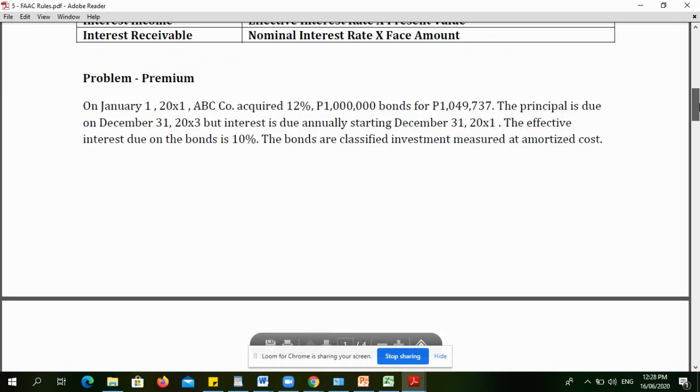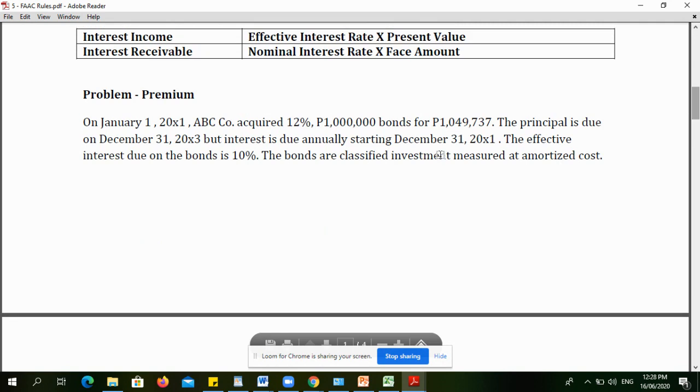The first problem here is: on January 1, 20x1, ABC Corporation acquired 12% 1 million bonds for 1,049,737. Let's first see the 12%. The 12% is the stated rate. Ang assumption nito, nasa bonds tong 12%. So, this is the stated rate.